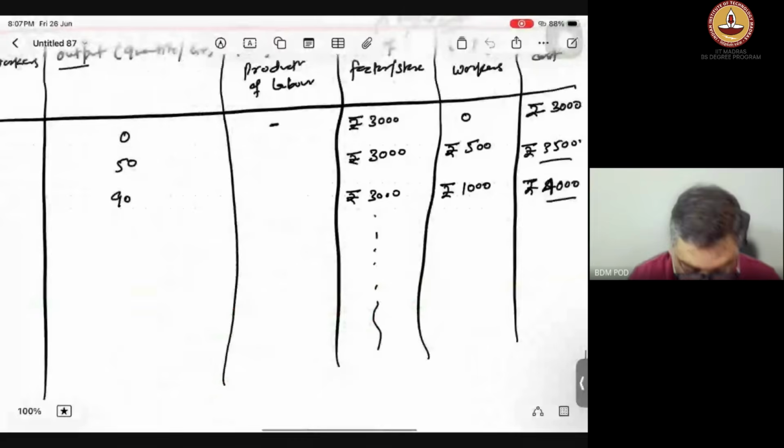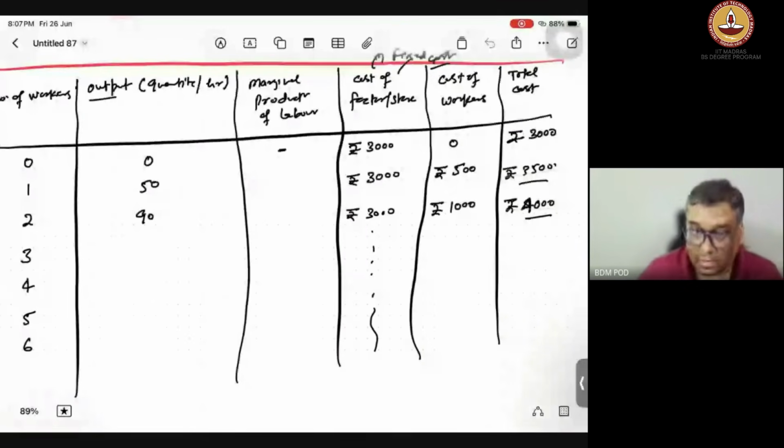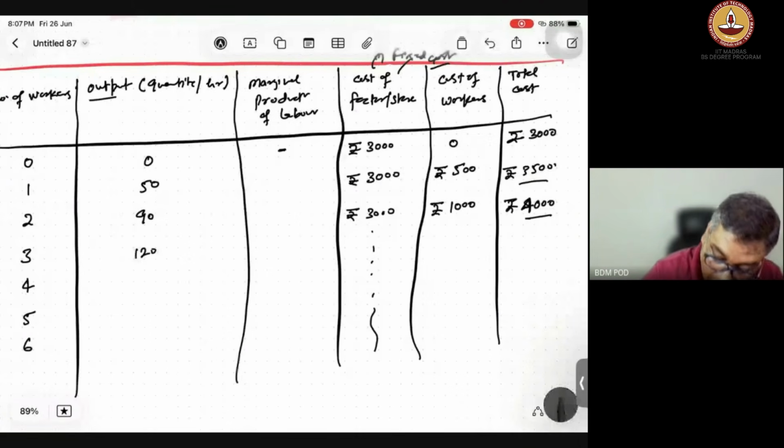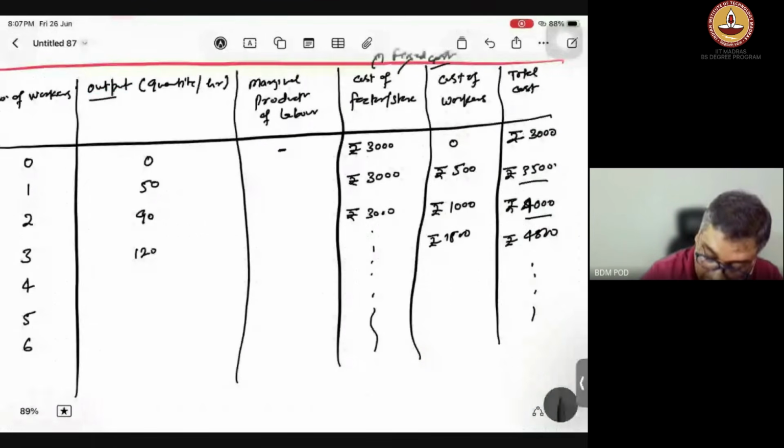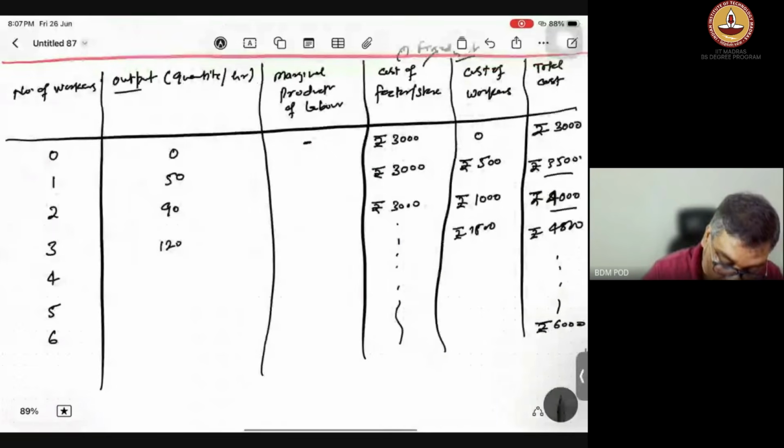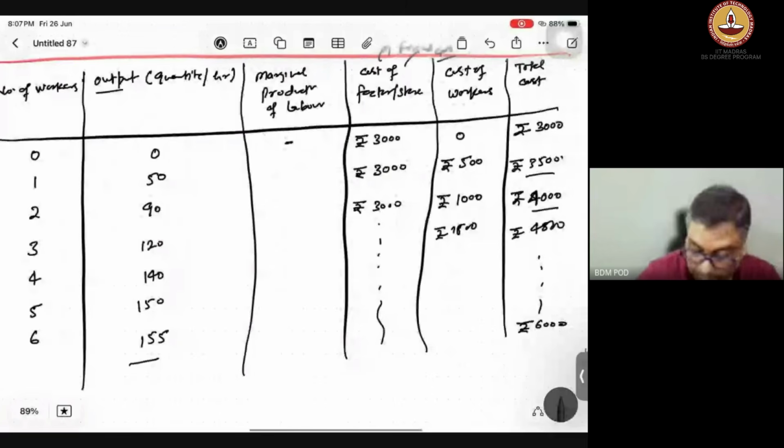So now I am going to fill this table. So it is 90. Now, if I hire one more worker, the cost comes out to be 120, right? So this is constant. Here it is rupees 1500, and here it is rupees 4500. Similarly, for the final it is 6000. This is third, this is fourth. For the fifth, I am getting 140, 150, and 155. So these are the outputs I am getting.